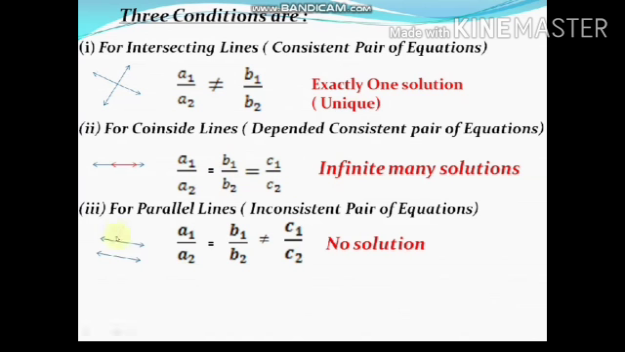And in the third condition, both the lines are parallel to each other. a1 upon a2 is equal to b1 upon b2 is not equal to c1 upon c2. It means the pair of linear equations has no solution because there is no common point for both the equations.